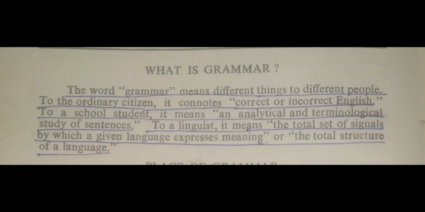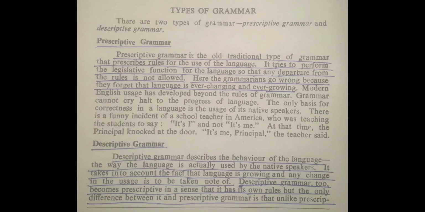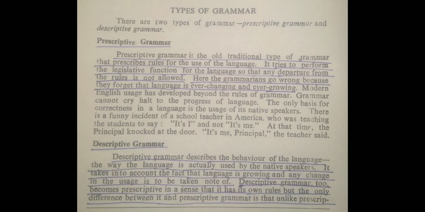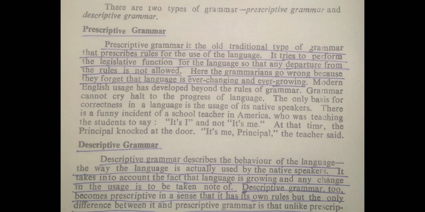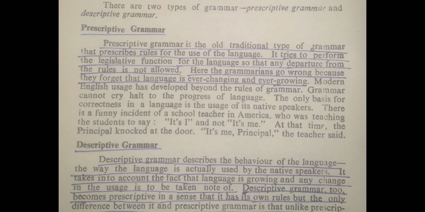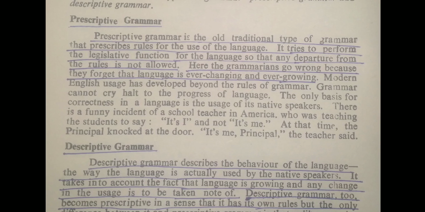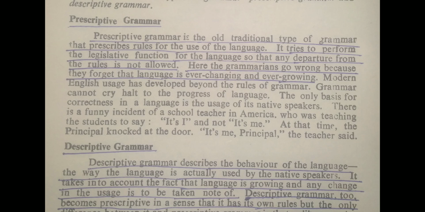Okay, now let us come to the other two types of grammar. One is prescriptive grammar, another is descriptive grammar. So there are two types of grammar: prescriptive grammar and descriptive grammar. Prescriptive grammar is the old traditional type of grammar that prescribes rules for the use of the language.